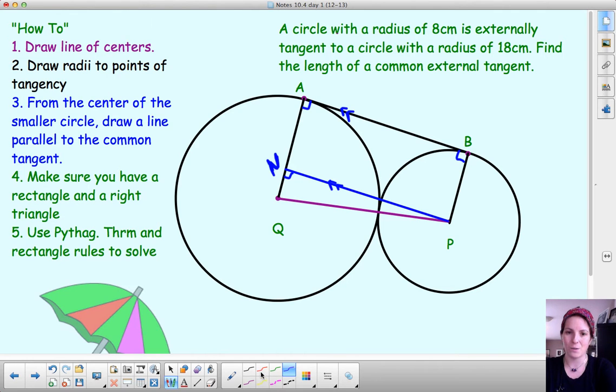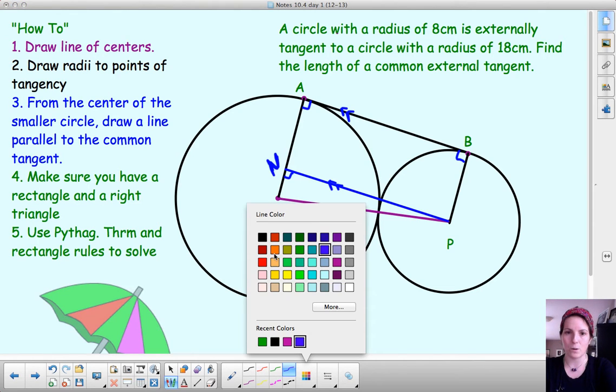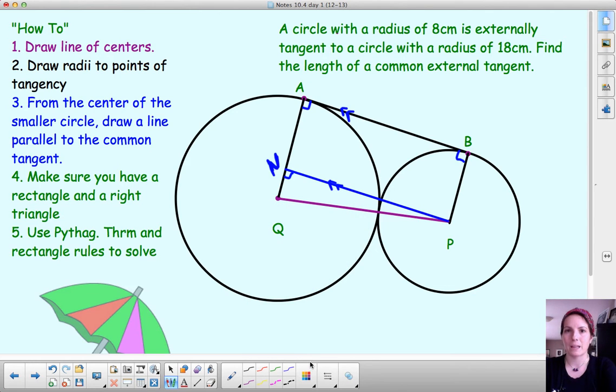So, let's work in orange. A circle with a radius of 8 is externally tangent to a circle with a radius of 18. So if I call PB, since it's my smaller, it has a radius of 8. And I know that AQ, that whole thing, has a length of 18. But I just constructed a rectangle, so this side needs to be 8, and NQ actually is 10. We'll see a lot of times that these problems are not drawn to scale.